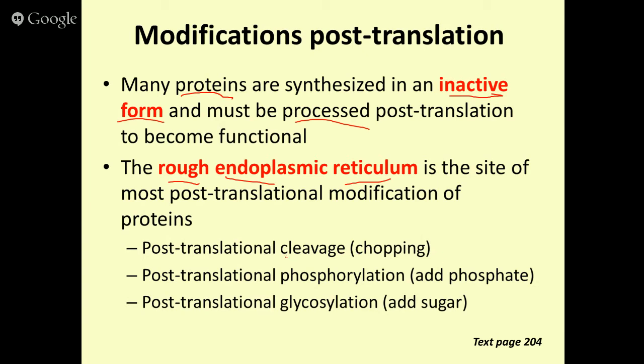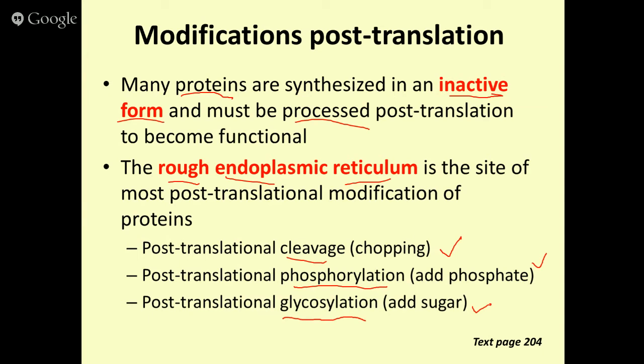They could be cleaved, which means chopped up. They could be phosphorylated, which means we're adding phosphate groups. Or they could be glycosylated, which means you're adding sugar. So remember, way back when we were learning about plasma membrane, we learned about glycoproteins, glycolipids, right? So a glycoprotein is a protein that has a sugar attached to it. So adding that sugar would happen in the rough endoplasmic reticulum.